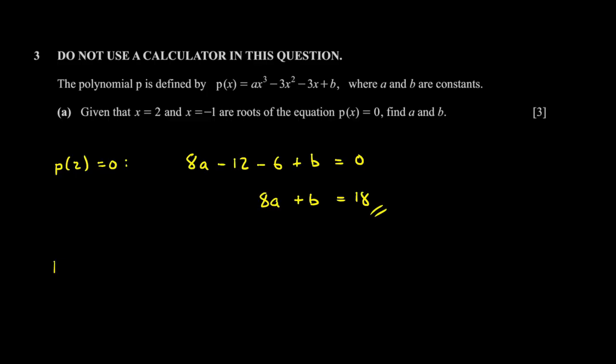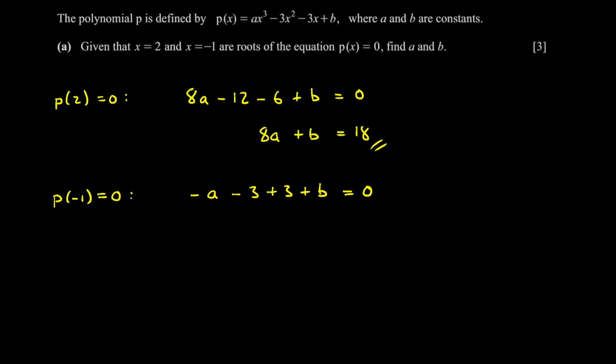And then if I do the same for -1, so substitute -1 into the polynomial. So a times -1 cubed, so that's negative a, minus 3 times -1 squared is -3. Minus 3 times -1 is positive 3, plus b is equal to 0. And so that means that a is going to equal b.